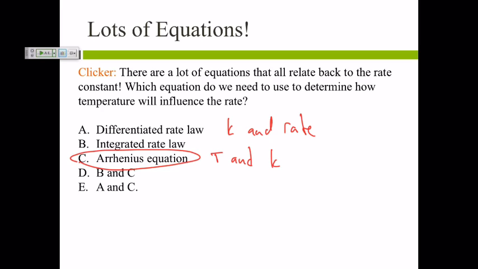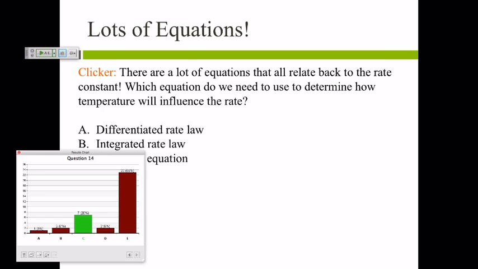Okay, I like that answer better than mine. I agree with you guys. So in order to say how temperature affects the rate of the reaction, you have to use both of those. Good call. So let's go back and let's change correct answer to the more complete answer.